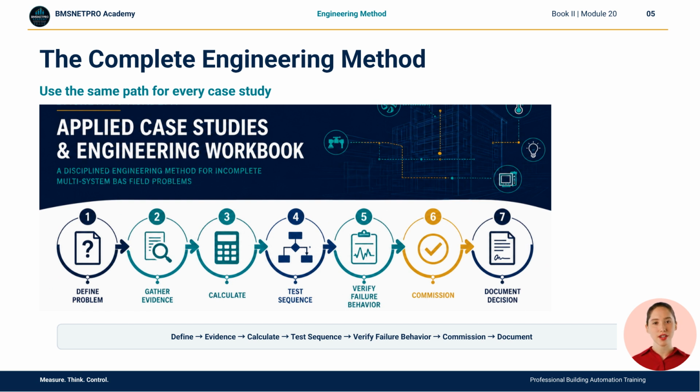After that, verify failure behavior. What happens when the sensor fails, when a device is in hand, or when a critical alarm occurs? Finally, commission the result and document the decision. A good engineering workbook should allow someone else to follow the same evidence and understand why the decision was made.